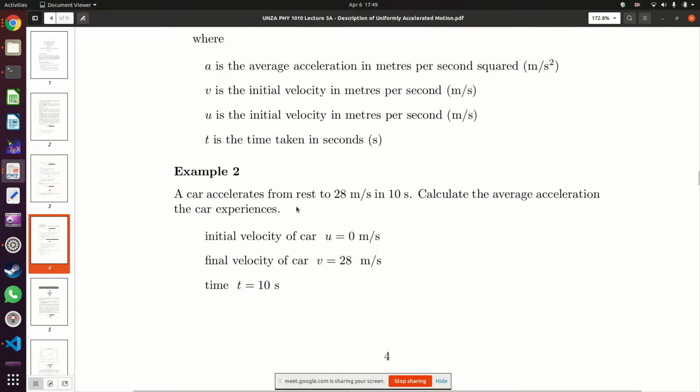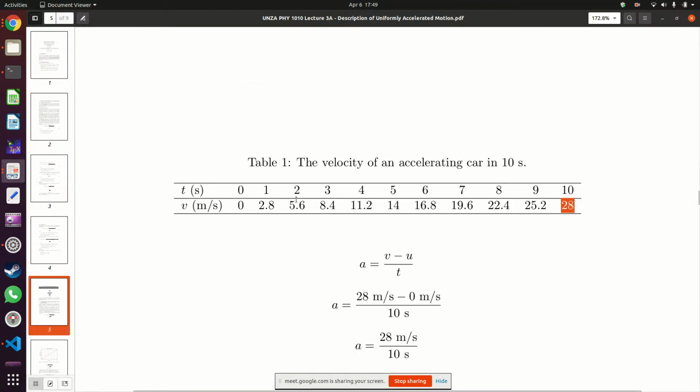What we have just been given is information to say it started from rest and it reached 28 meters per second in 10 seconds. Maybe something else happened. But based on this information, we are trying to analyze and predict the movement of this car to say, okay, the most logical thing which could have happened could be this. Are we clear?